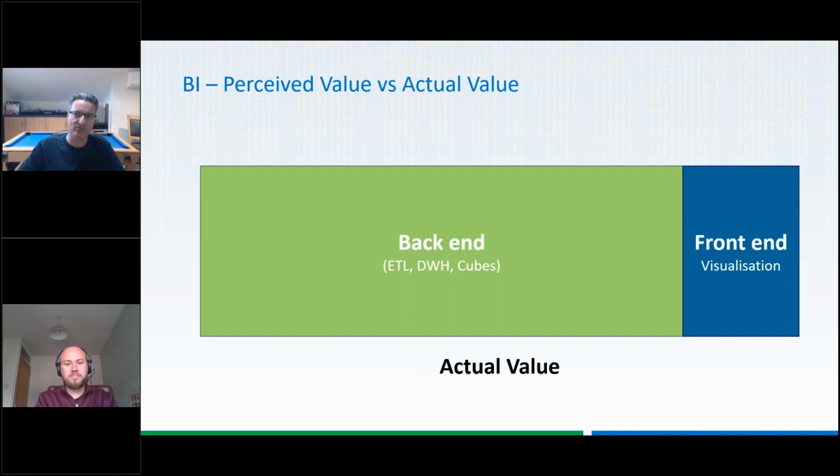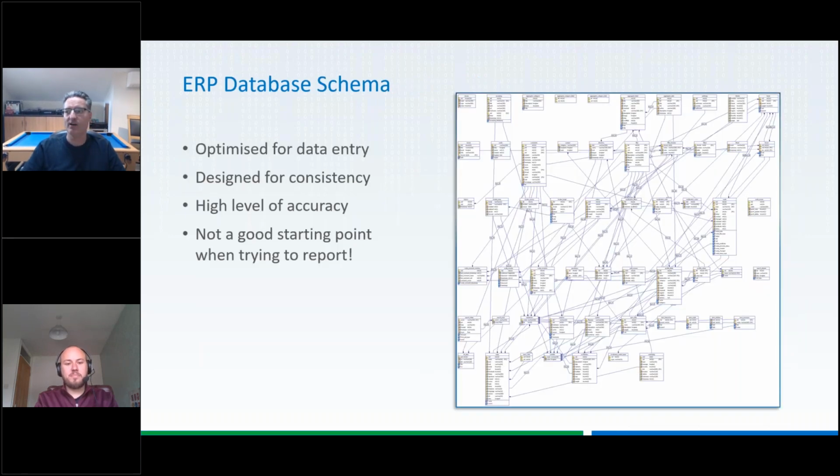And why do we have to do that? Inside the ERP, the database schema looks pretty much like the graphic here. It's an organized mess, but it is a collection of tables, and effectively this is a relational database. The way that this is designed lends itself well to getting data into the system, making sure that the data is consistent, but it's actually not a very good starting point when you're trying to report.